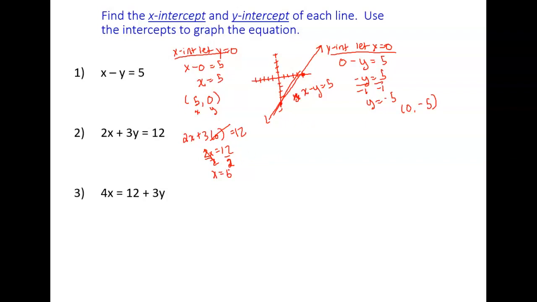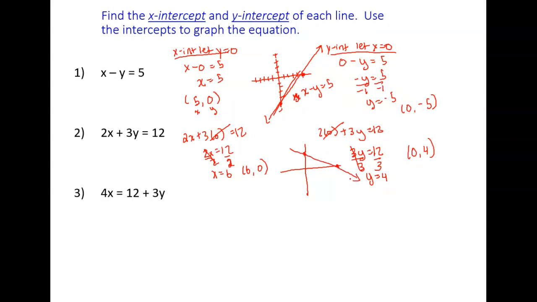So that means our coordinate is 6 and 0. And then over here, I have 2 times 0 plus 3y equals 12. That goes away. So I get 3y equals 12. Get that y by itself, divide both sides by 3. So y is equal to 4. So now I have a coordinate of 0 and 4. So that looks like 6 and 0, so around here, 0 and 4, so around here. So it's going to look like something like that.